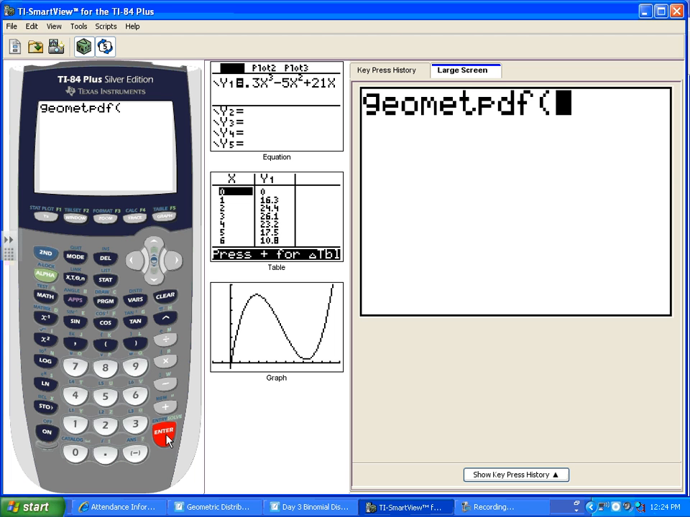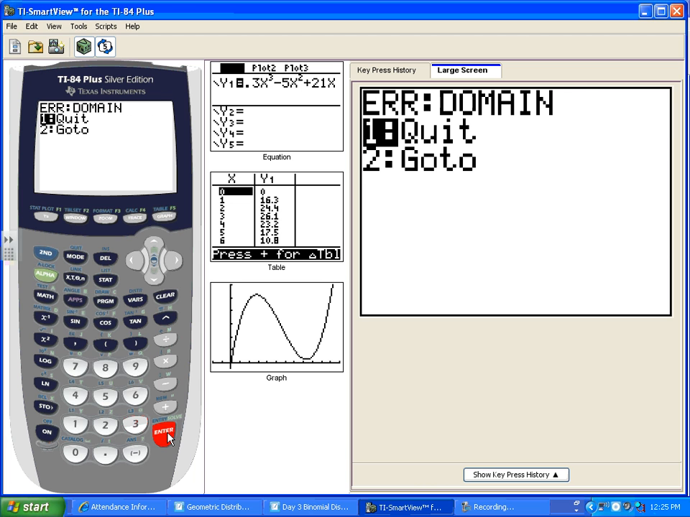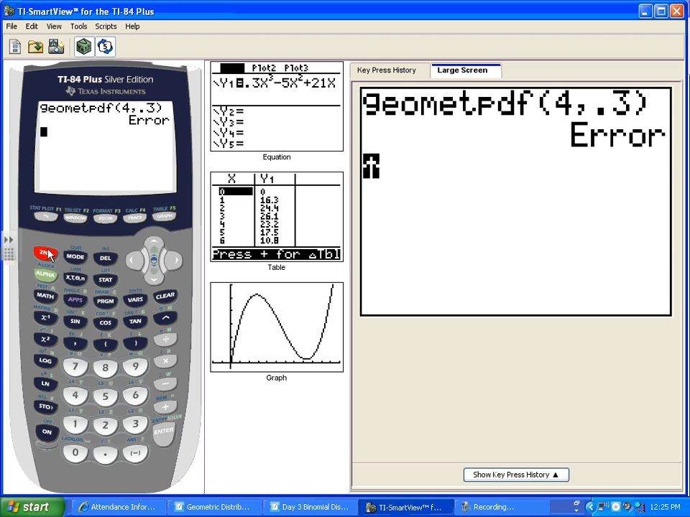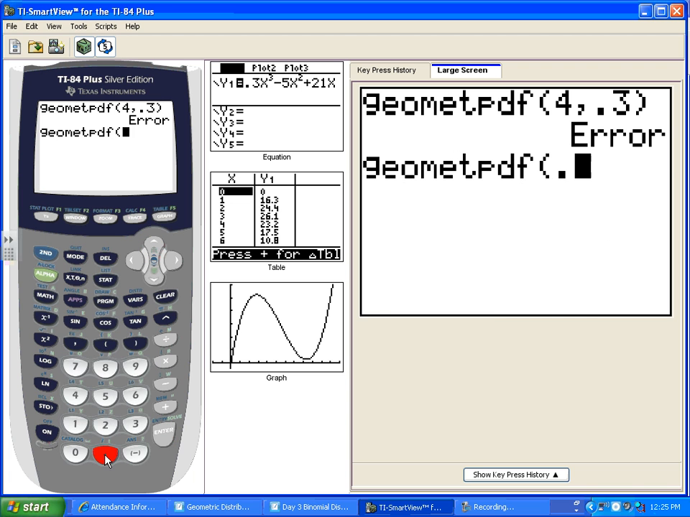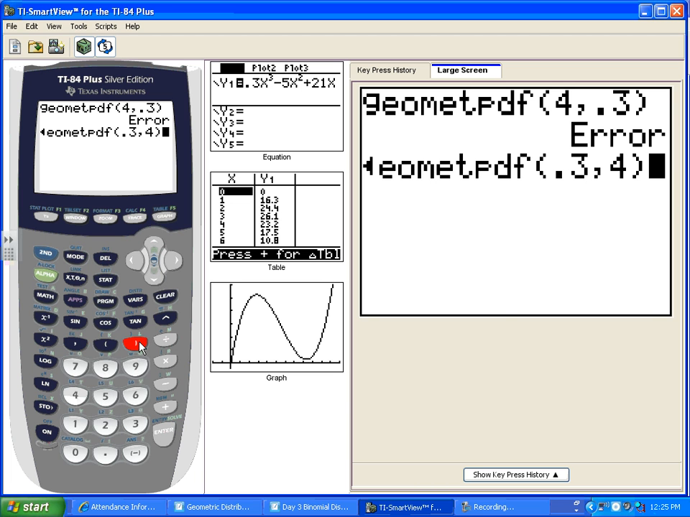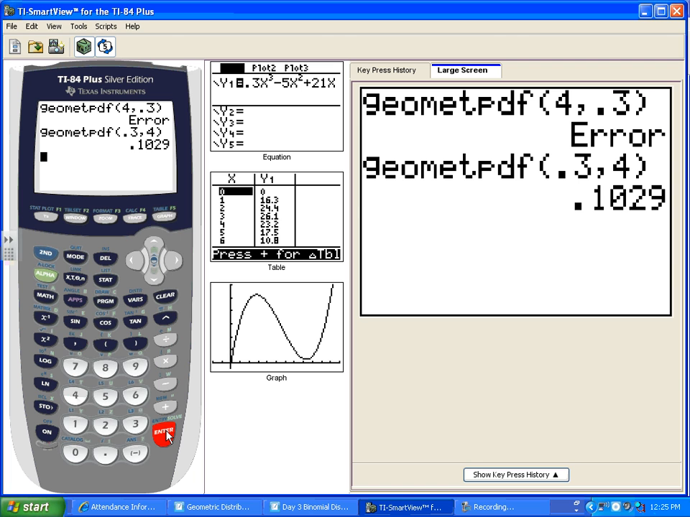I don't remember my language on this. I think it goes 4, 0.3. There's only 2 inputs, 4 and then the probability. Nope, reverse it. I forget the input on that one. Notice the calculator, it doesn't really matter. It'll tell you if you don't do it right. Put the probability first, 0.3, and then the number of people you want. And then 0.1029. That's how you do that.